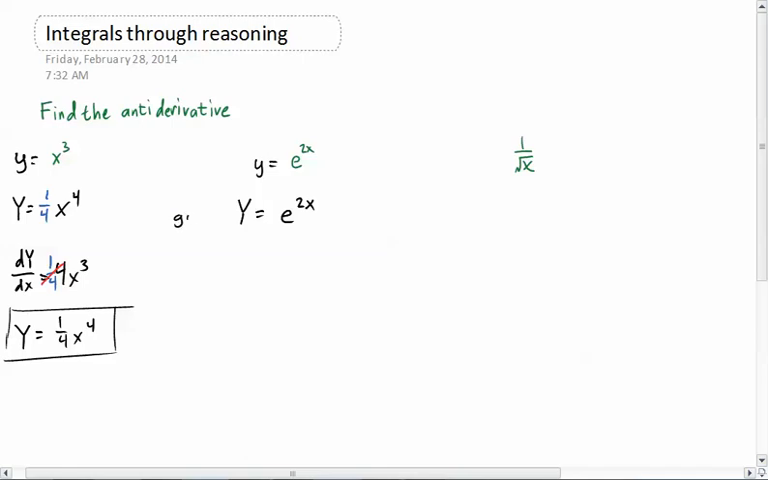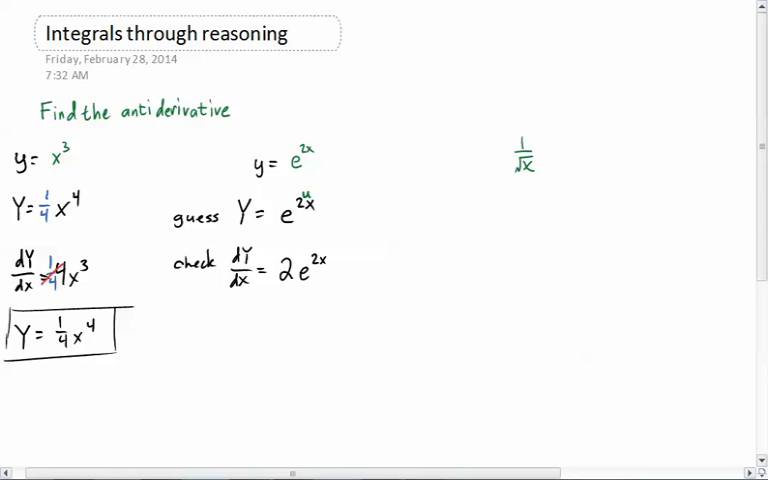Okay, so this first step is just kind of a guess, based off of our understanding that the derivative of e to the x is e to the x, and the derivative of x to the fourth is x to the third. So now we're going to check, and so we're going to go dy/dx, and when we do that, remember that it'll become e to the u, right? So the derivative of e to the u is e to the u, so that would be e to the 2x, but then we have to multiply by the derivative of u, which is 2. So we end up getting 2e to the 2x.